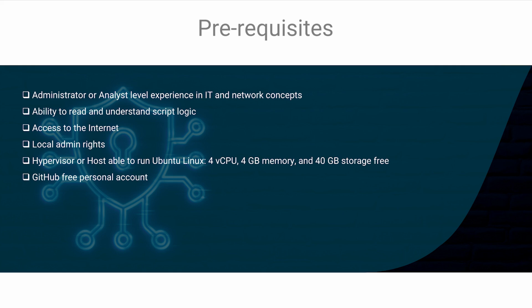You might also be utilizing our GitHub repo for grabbing your lab files as well. You should also have local admin rights to your host. At minimum, have local admin rights to a Linux host or a Windows host with a local VM that you are capable of running an Ubuntu Linux-based process for. Your hypervisor should be able to run Ubuntu Linux or Debian version with a minimum of 4 vCPU, preferably 8 cores instead, minimum 4 gigabytes of memory, and 40 gigs of storage space free to actually deploy and install your VM instance. Finally, we'll have a GitHub free personal account.